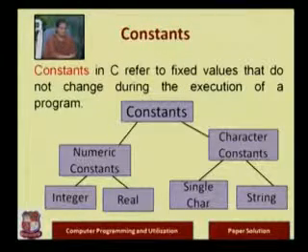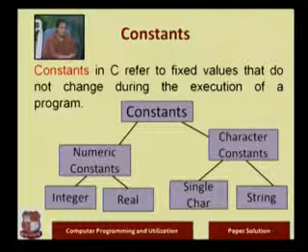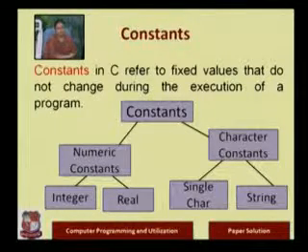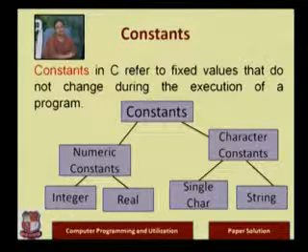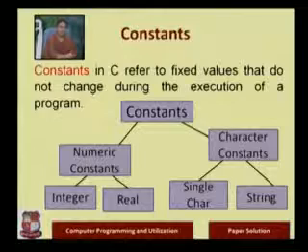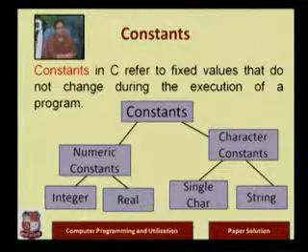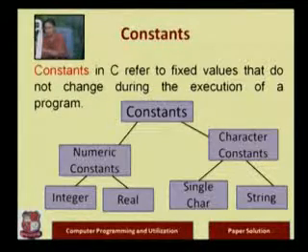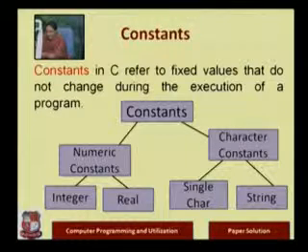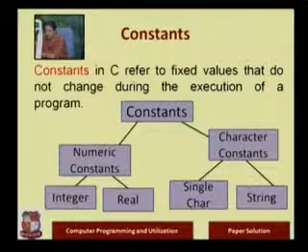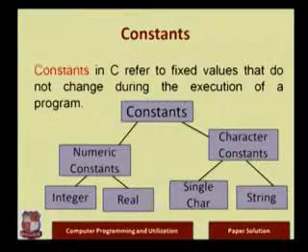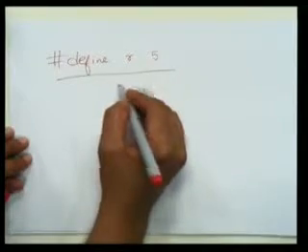Constants in C refer to fixed values that do not change during the execution of a program. We must understand what we mean by constants. These are the fixed values that do not change in our program. Now, how to define constants? We can define constants by writing hash define and any variable, right? For example, I am writing r and giving some value as 5. So this is how I can define a constant value, right?